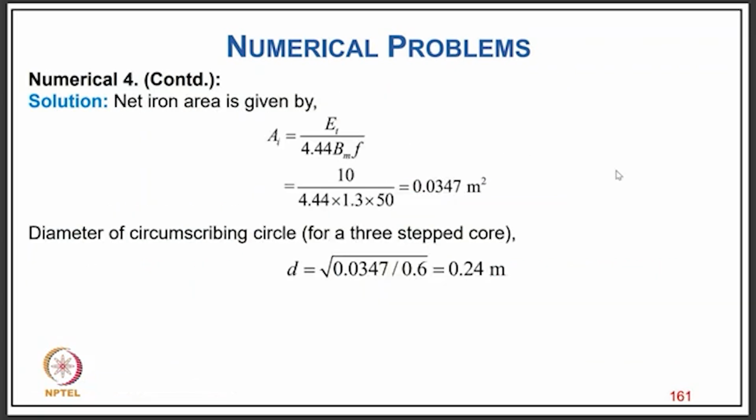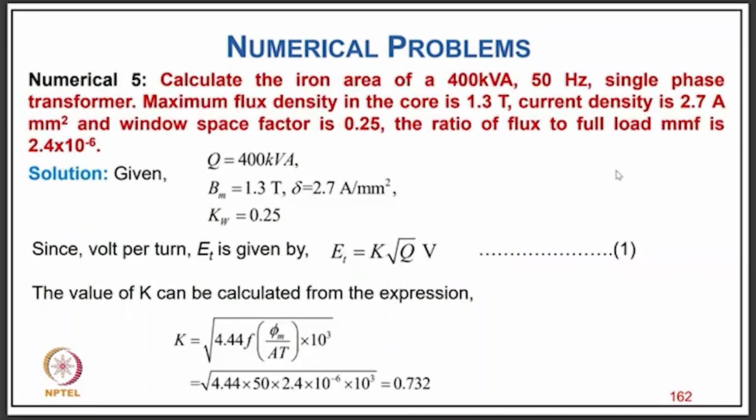So given Et equal to 10 volt, from this you can calculate Ai, it comes Et upon 4.44 Bm into f, getting a value of 0.0347 meter square, and the diameter of the circumscribing circle d equals under root of this Ai divided by the factor, that comes 0.24 meter.